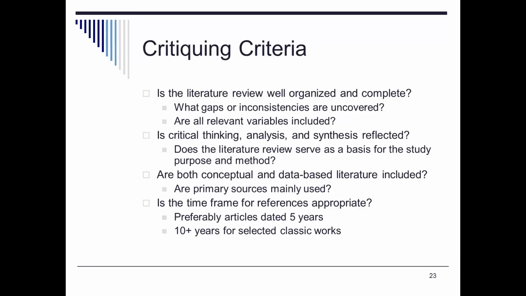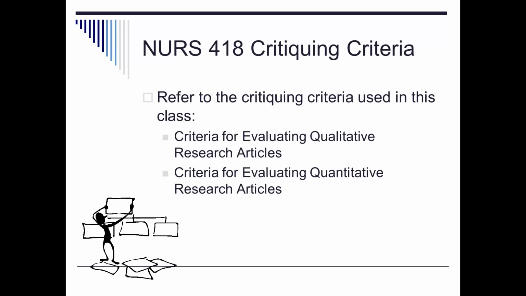Are both conceptual and database literatures included, and are they primary source? Those are helpful to show that it's a stronger study. And is the time reference of the articles appropriate? Usually 3 to 5 years are good. If you're going back 10 years, sometimes you can find some older ones, particularly if it's a classic work that everyone references. That's kind of the basis of knowledge, then those are okay. But if there are a whole pile of them all 10 years or more, I'm going to start wondering, how current is this person and how good is this literature review?